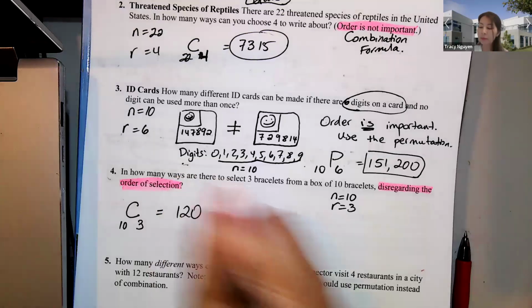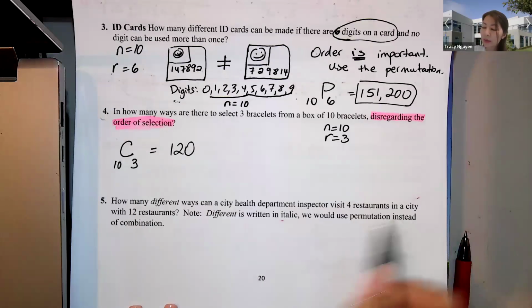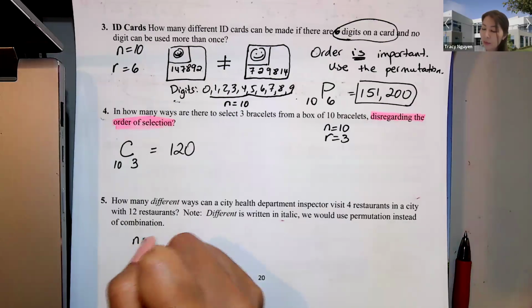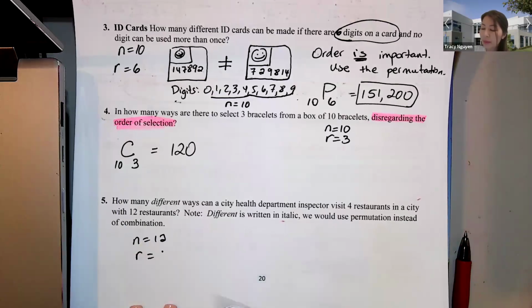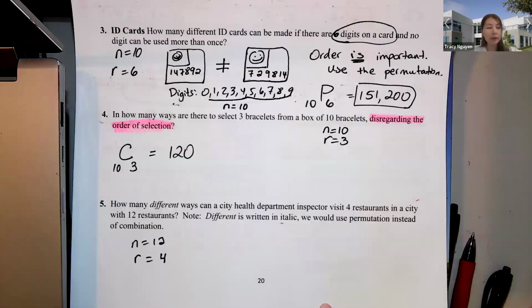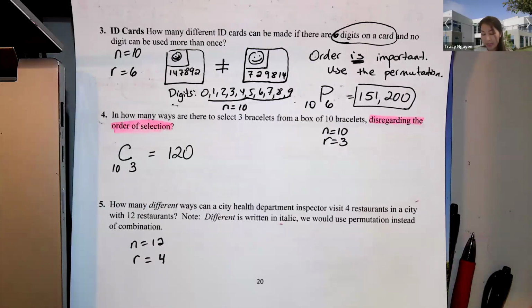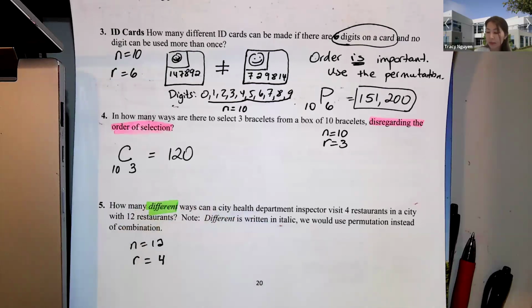All right, now number 5: how many different ways can a city health department inspector visit 4 restaurants in a city with 12 restaurants? So that means n equals 12. Now keep in mind, n is always greater than or equal to r because n is the total and r is how many we're taking out of the total, okay? We cannot pick out more than what we have, right? So therefore, n has to be greater than or equal to r. Notice in this problem, the word different is written in italics here, right?